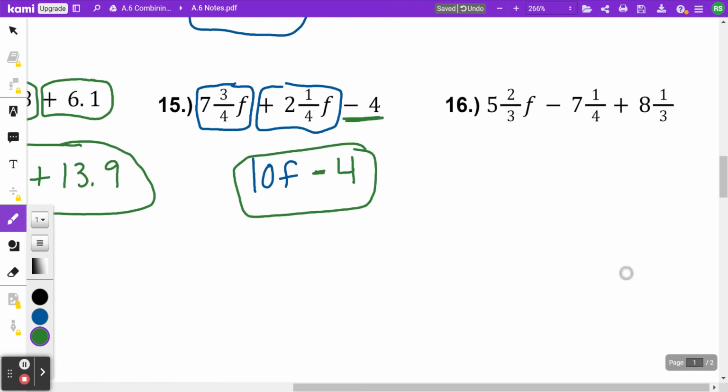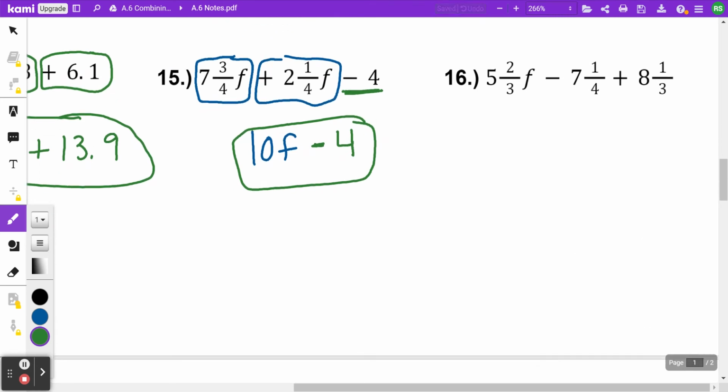All right, 16, last one here on the front page. 5 2/3 F minus 7 1/4 F plus 8 1/3. We can combine the negative 7 1/4 with the positive 8 1/3. So these guys are on different teams. We've got a negative and a positive there. The positive team is winning, so it's going to be a positive value there. To figure out how much they're winning by, we're going to have to subtract.